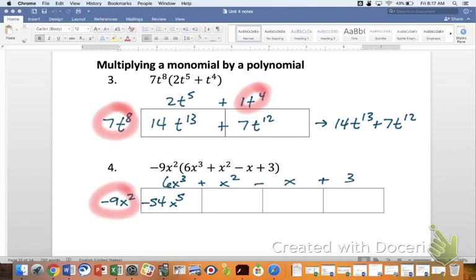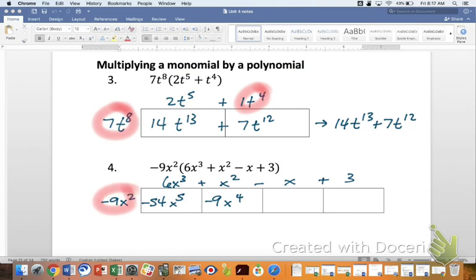Next, I'm going to multiply these two. So negative 9x squared times 1x squared. Negative 9 times 1, of course, is negative 9. And like before, if I'm multiplying my bases, I add my exponents. 2 plus 2 is 4, so I get minus 9x to the 4th.